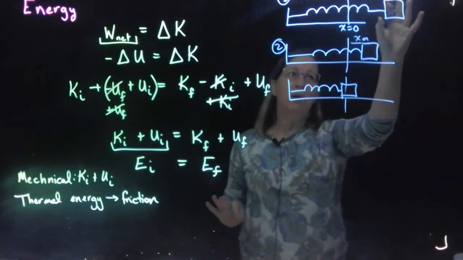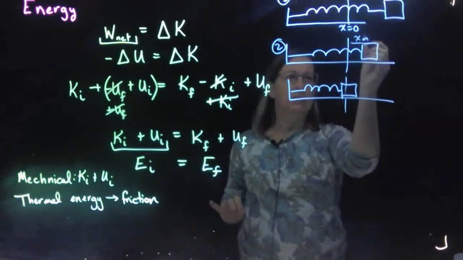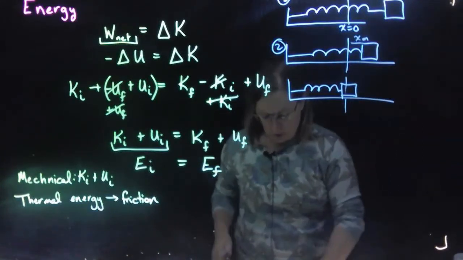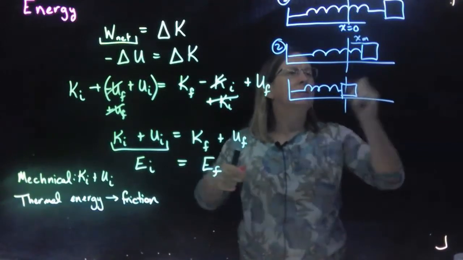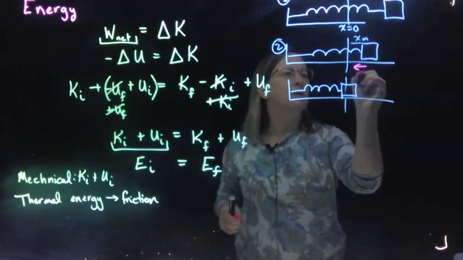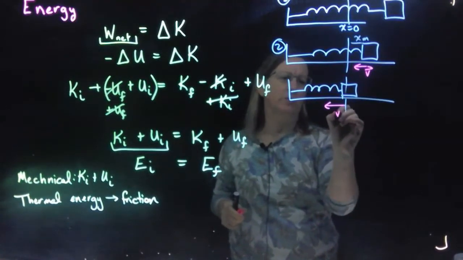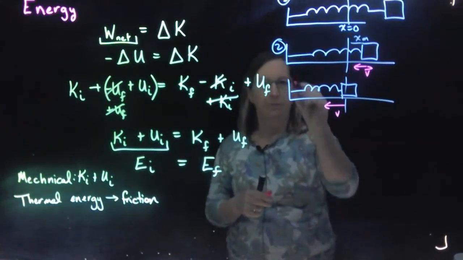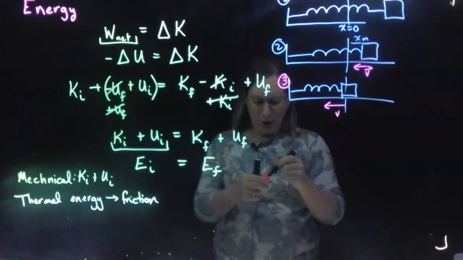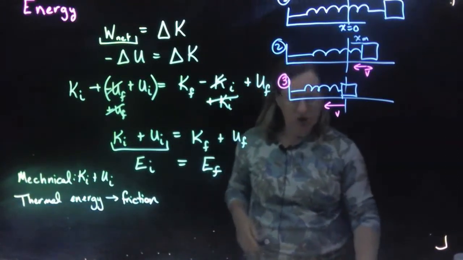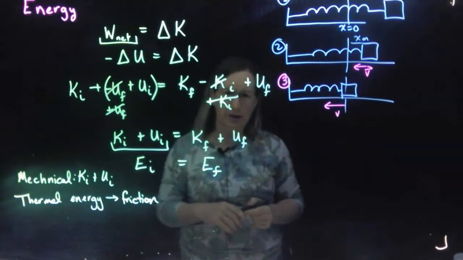So when it's at rest, we let it go. It heads in this direction. So right here, it has got some speed, going in that direction. And here, for position 3, it's going even faster. So I can create bar charts that show how the energy is interacting.